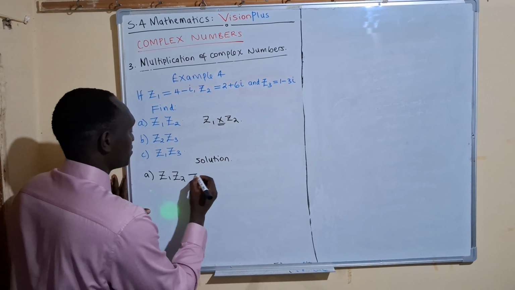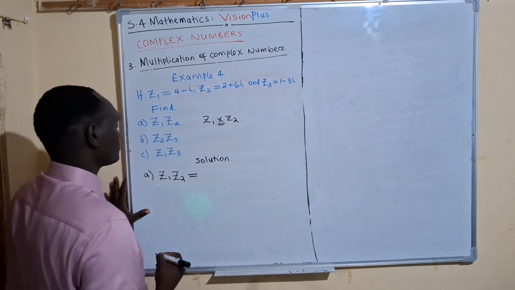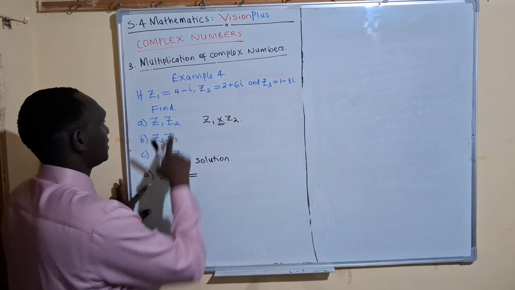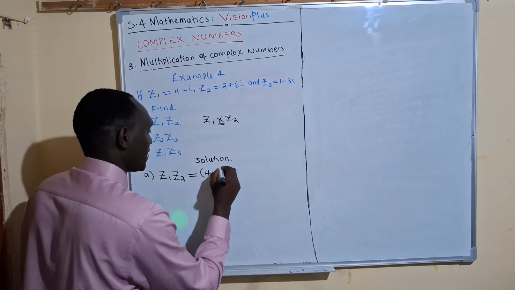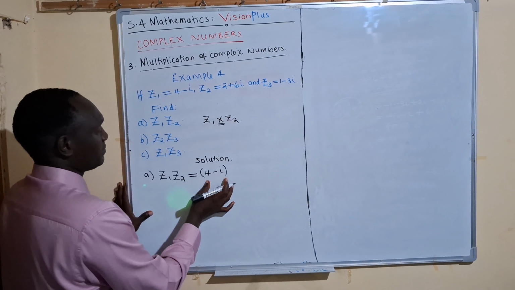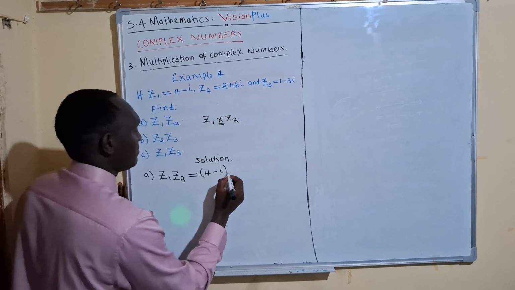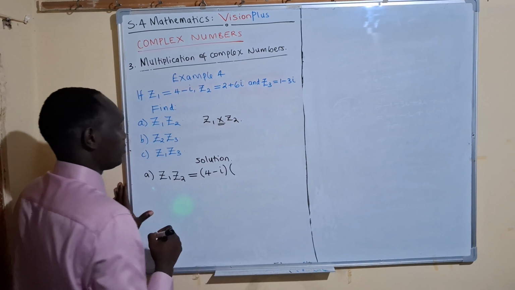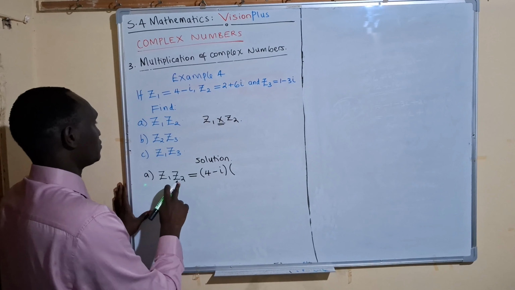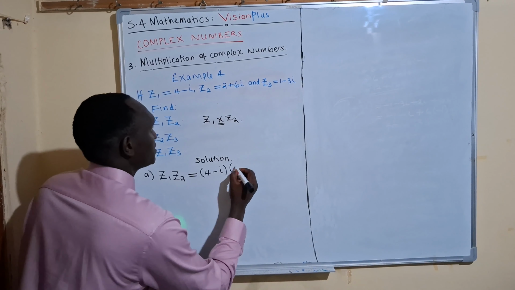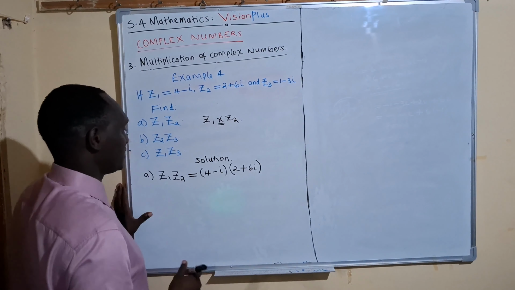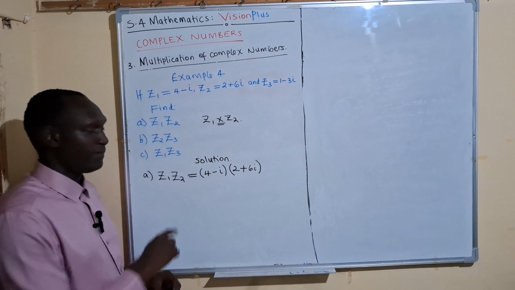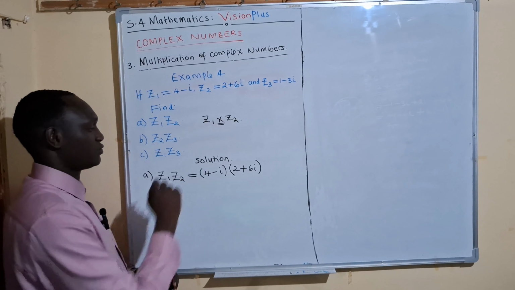So we are simply going to substitute. What is Z1? Z1 is 4 minus i. Open the bracket, 4 minus i. We are putting the bracket simply because there are two terms. Times, open the second bracket of Z2. What is Z2? Z2 is simply 2 plus 6i. That is the first step of substituting for Z1 and Z2.